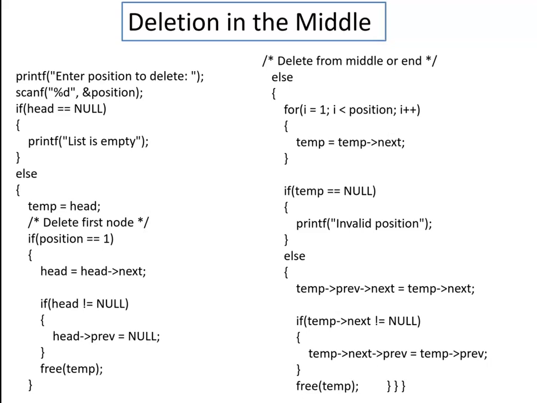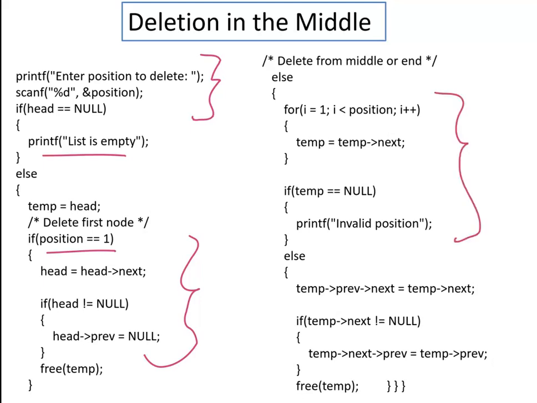Fine. Let's see how code is being written. You enter the position to delete from the user. Check if head is equal to null. If head is equal to null, list is empty. Else assign temp is equal to head. Check for the position. If position is equal to 1, it means use the same logic as deletion at the beginning. If suppose position is not 1 and it's some number, check for the position. Find out the position, use temp to traverse to that position. Yes, if temp is null, then invalid position. Mostly temp will not be null. So execute step number 6 and step number 7 and free temp. So this is how you perform deletion in the middle.